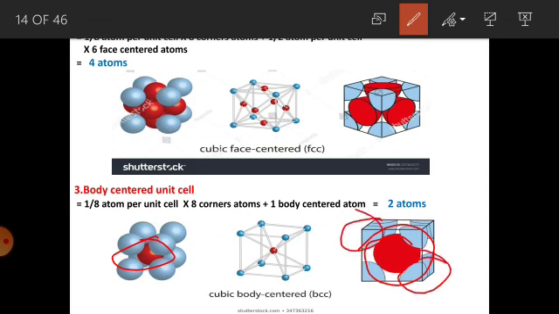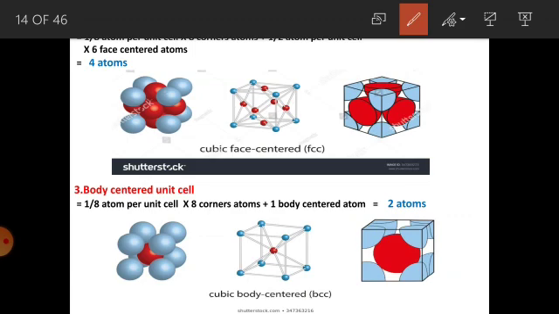unit cell. So let us calculate the total number of particles present in a body centered unit cell: 1/8 atom per unit cell into 8 corner particles plus 1 body center atom which cannot be shared. So in total it gives 2 atoms. So in a body centered unit cell, there are 2 atoms present. For the final examination, this concept is very important. You may get a question on this concept.